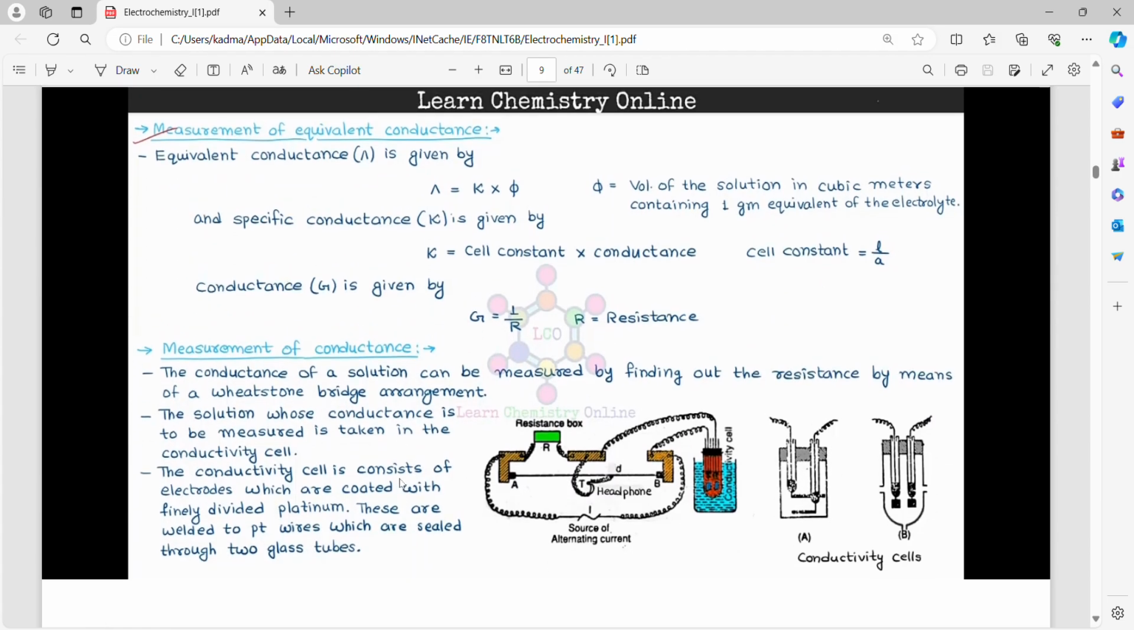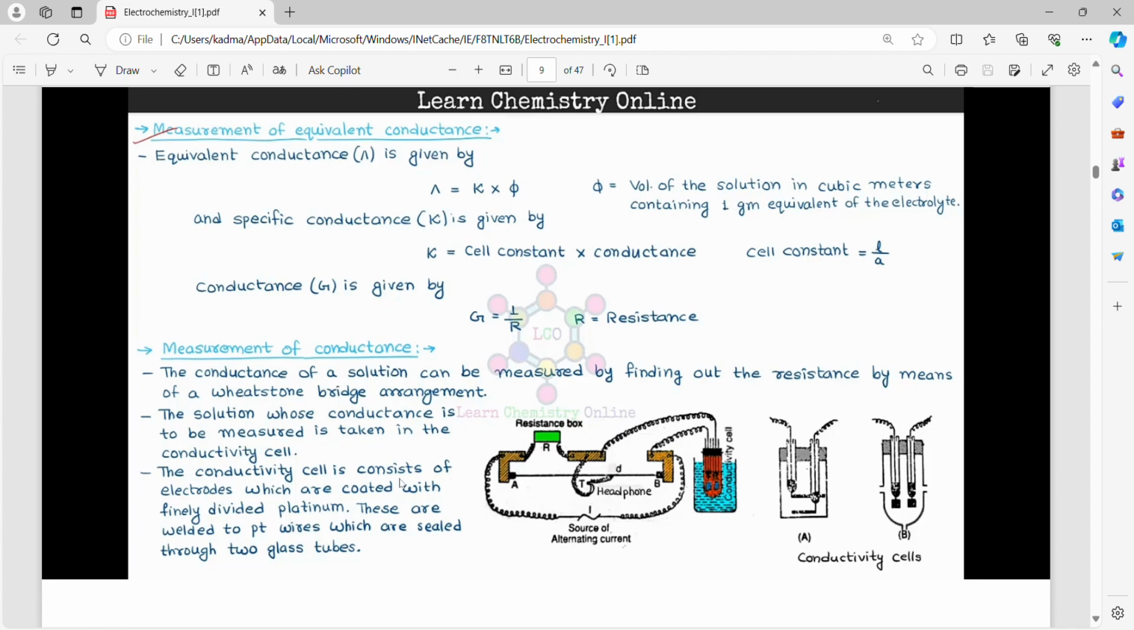Measurement of equivalent conductance. Equivalent conductance is given by delta is equal to K into phi, where phi is equal to the volume of the solution in cubic meters containing 1 gram equivalent of electrolyte.